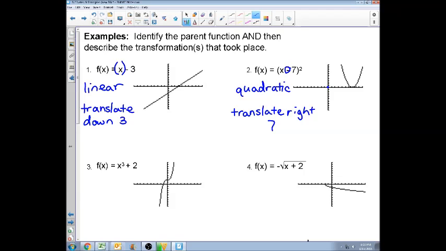Looking at number 3, I have x to the third. What is that known as? Well, that is a cubic. Another way to say x to the third is x cubed. That should help you remember.